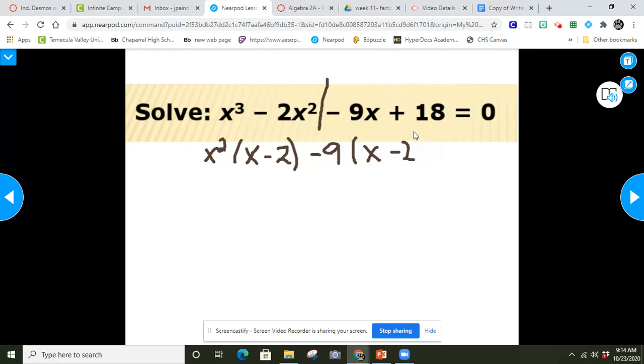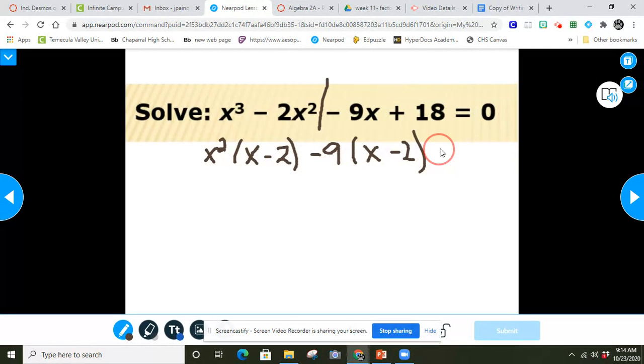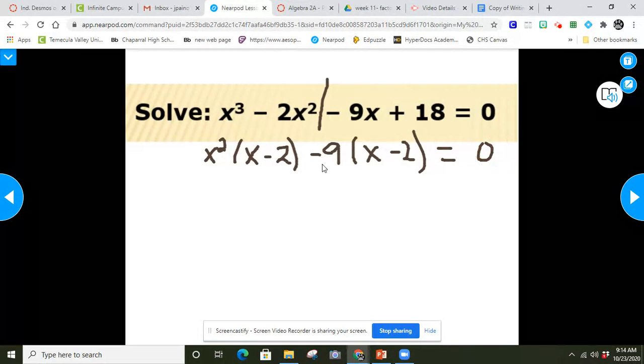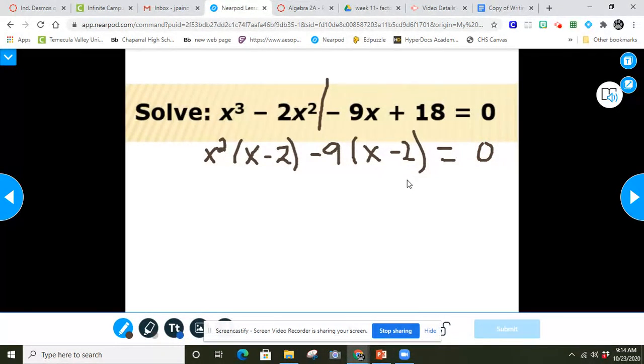And why did this sign change? Because I took out a negative 9. So 18 divided by negative 9 is negative 2. Factor by grouping will work if these two parentheses are the same. If those two parentheses are not the same, then it's not factorable by grouping. Now, I'm not done yet. This first one has an x minus 2, and the second one has an x minus 2.